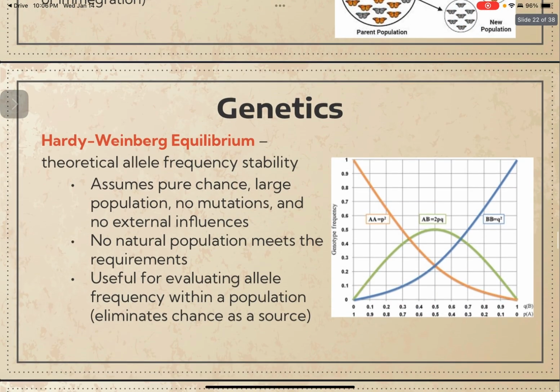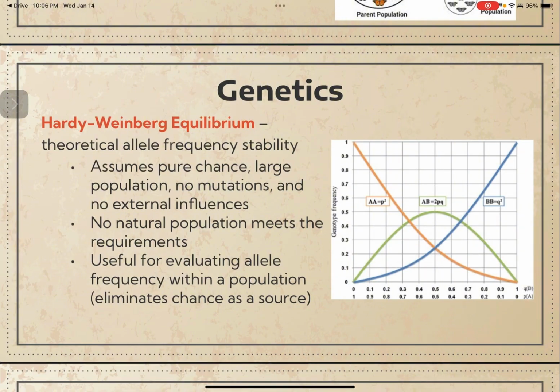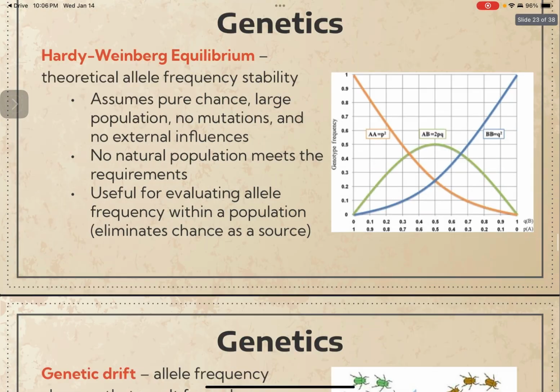So next is our Hardy-Weinberg equilibrium. So this is a completely theoretical frequency stability idea, which assumes that pure chance, large populations, no mutation, no external influences, no natural population, no nothing, entirely chance. So let's be realistic. No natural population is going to meet these requirements, but that's the whole point of this, because if we have something that's only by chance, then we can compare it to what's actually happening in nature, and then it's useful for evaluating the allele frequencies within a real population because it eliminates chance as the source.